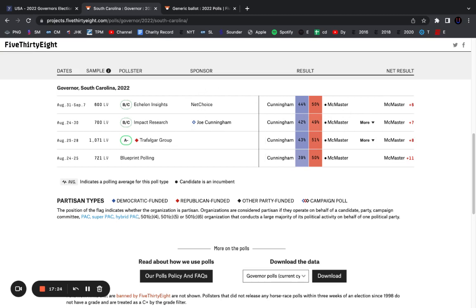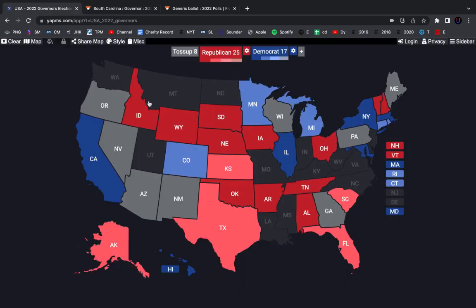The Cunningham internal has him down by 7, which is probably the best result they could have gotten. So if you treat 7% as the best case scenario for Cunningham, he'll probably lose by close to 12 or 13. That's what I'm expecting for right now. So yeah, that's it for likely states.